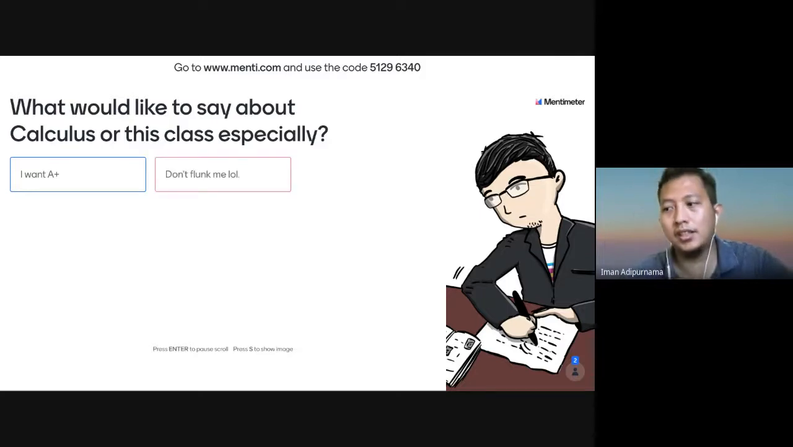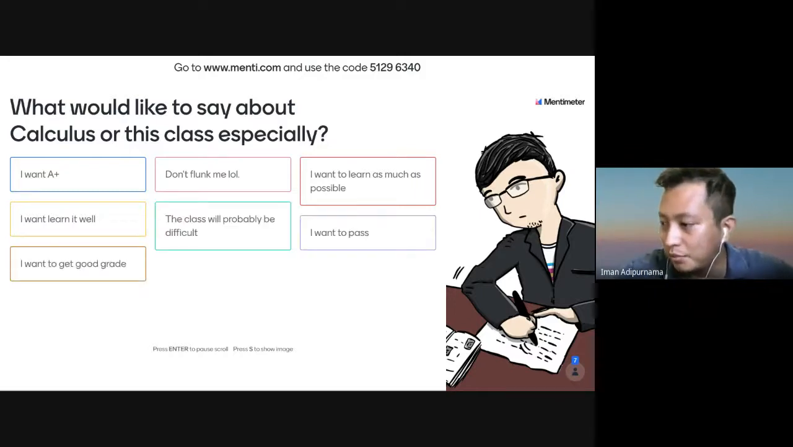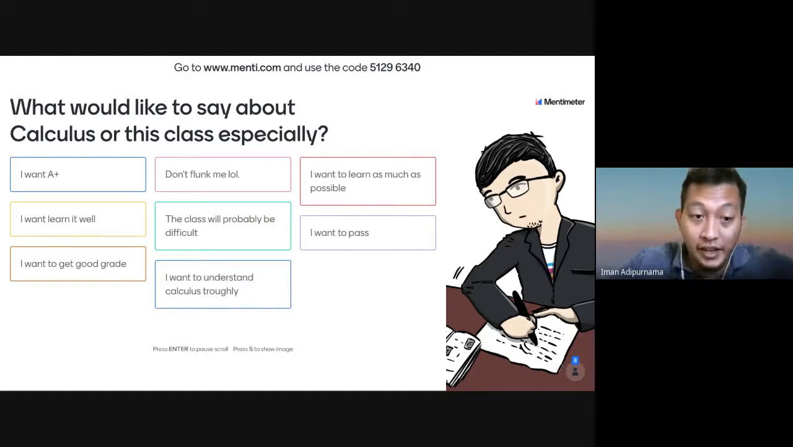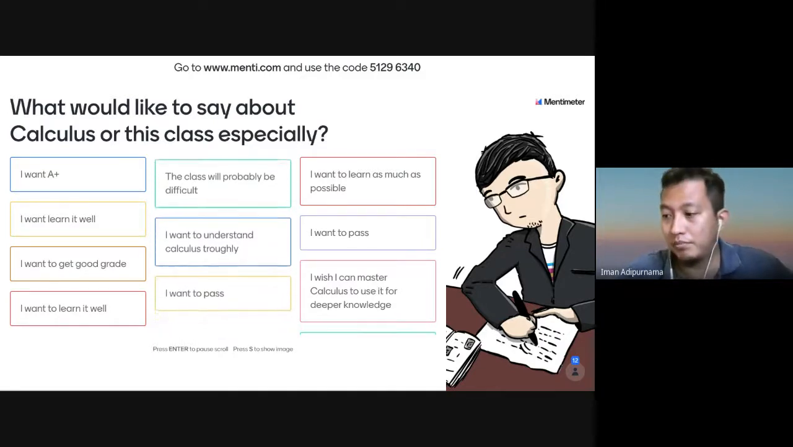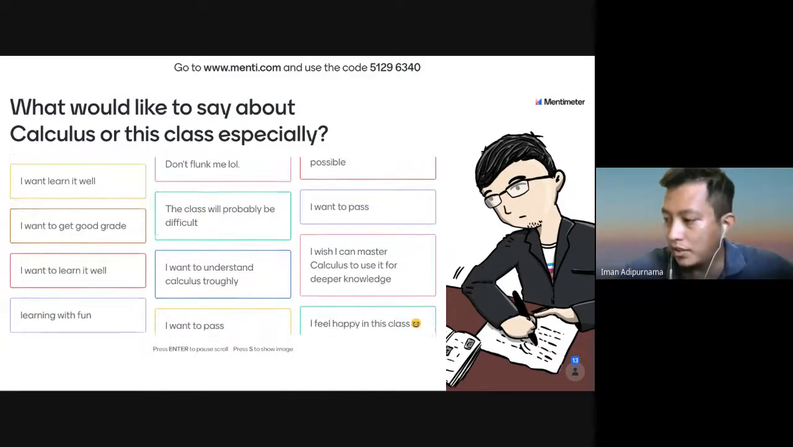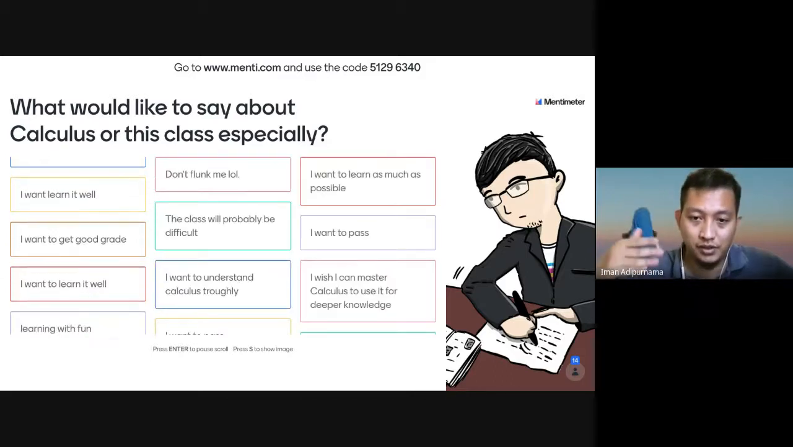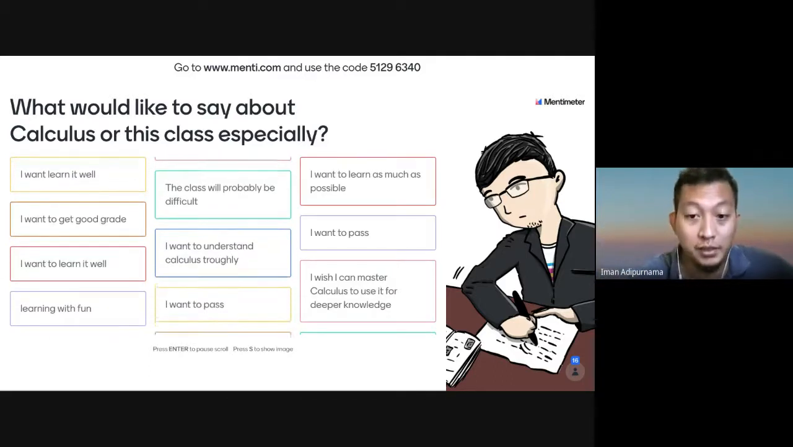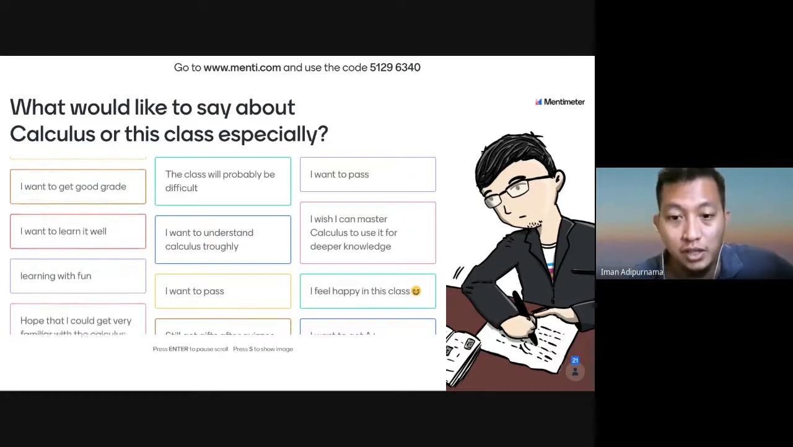Okay. I want to learn it well. I want to learn as much as possible. That's probably difficult. Yeah, I will say it will be averagely difficult because of the algebra that I told you before. That's probably the reason. I wish I can master calculus. Okay. Yeah, deeper knowledge. Of course, all the deeper knowledge related to mathematics or any formula in science will be related to calculus. Okay.